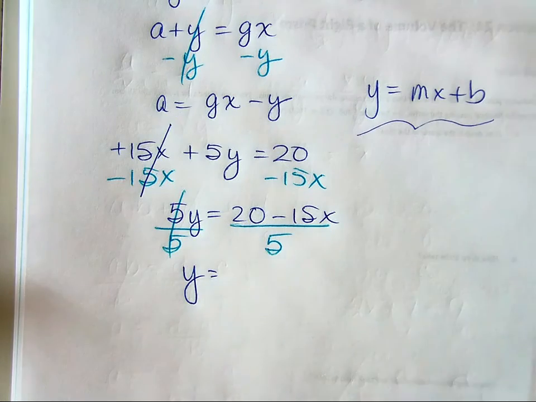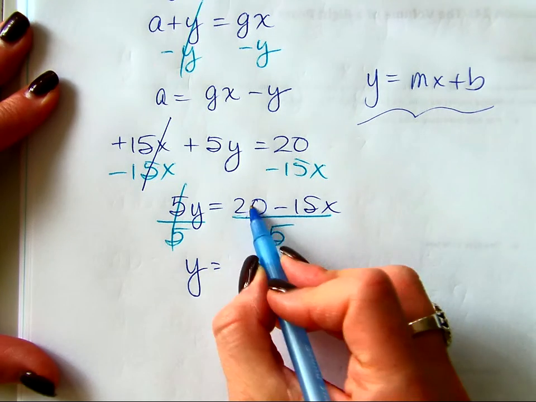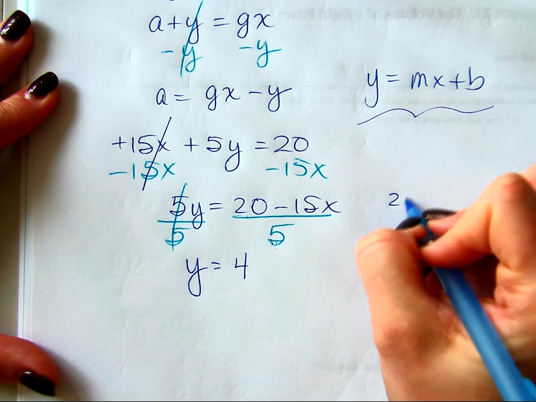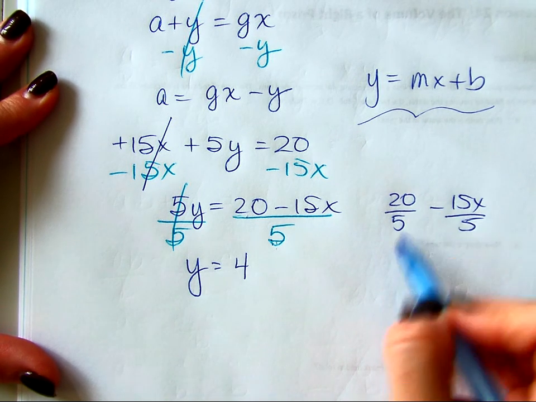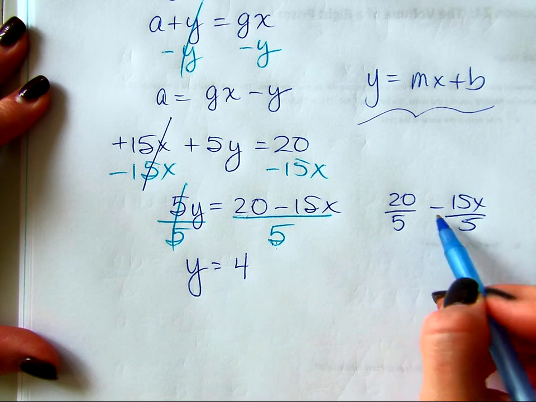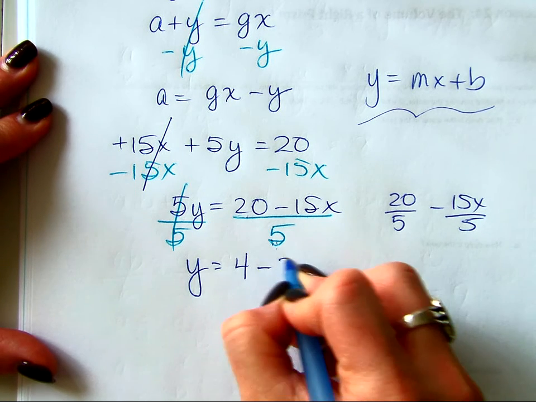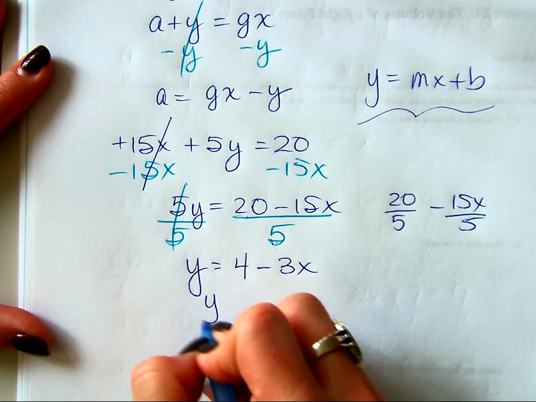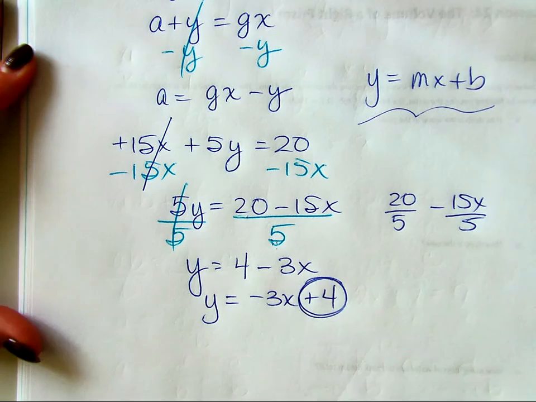Would it be okay to divide these? Because 5 does go evenly into each of these. So 20 divided by 5 is 4. So you could write it like this, or you could just do each of them. 20 divided by 5 is 4. What's a negative 15x divided by 5? Negative 3x, and that's your answer. The way that you'll probably see it the most is negative 3x plus 4, and that's your y-intercept, right?